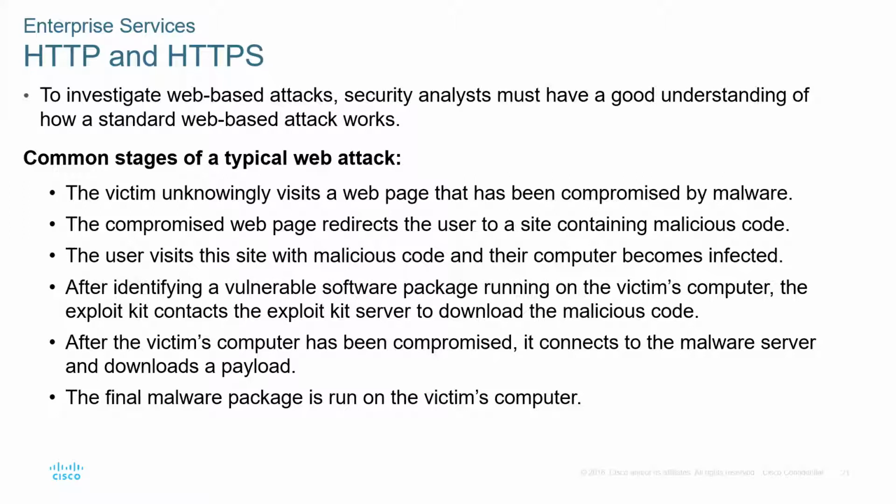So, common stages of a typical web attack: the victim unknowingly visits a website that's been compromised by malware. That compromised web page redirects the user to a site containing malicious code. The user will then visit that site with malicious code and their computer becomes infected. Then they identify a vulnerable software package running on the victim's machine and use an exploit kit to download the malicious code to exploit that. After that point, the victim's computer has been compromised and connects to the malware server, downloading the payload, and that final malware package is then run on the victim's computer.